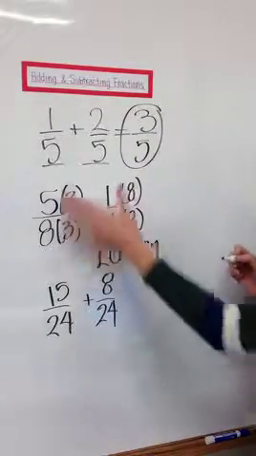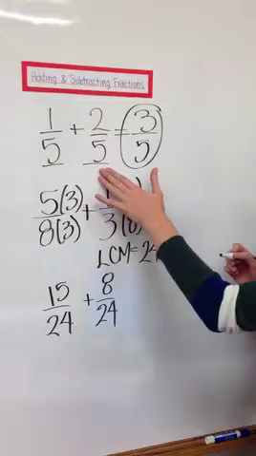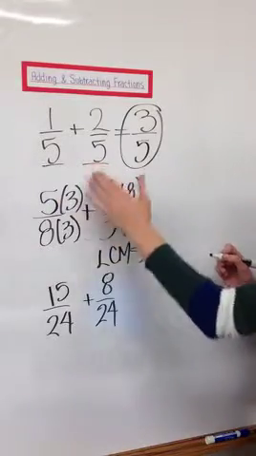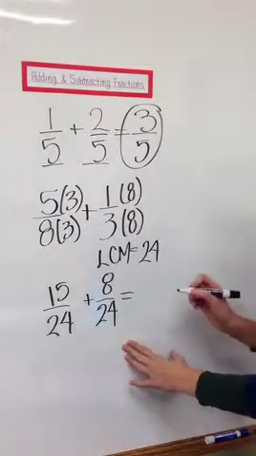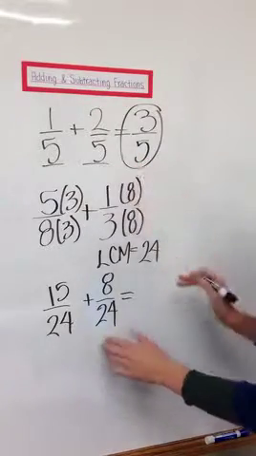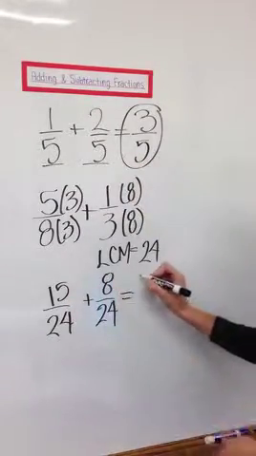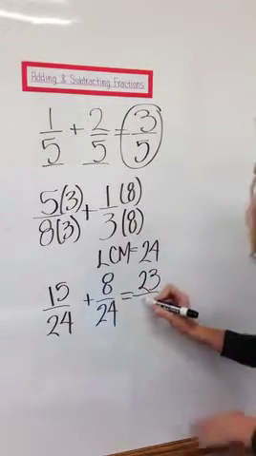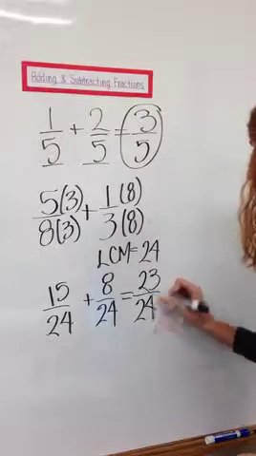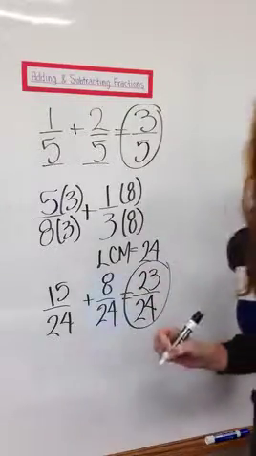Now we have a fraction just like one of these problems above, where both the denominators are the same. This is what we wanted. Now all we have to do is follow the steps for this problem, which is you add the two numerators, you get 23, and the denominator just gets moved over. So our final answer is 23 over 24.